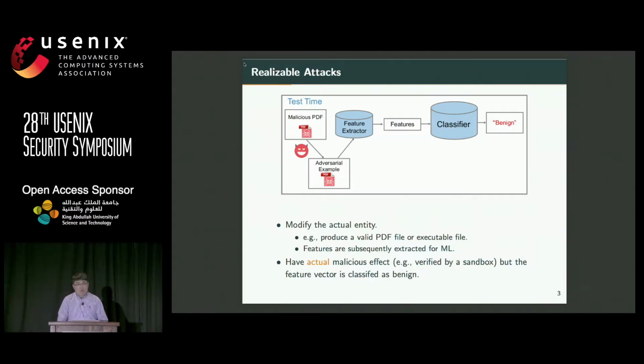One of the most important aspects of realizable attacks is that those attacks work on entities before being translated into features. Another important aspect is that after being modified, the attack should be verified for its effectiveness. That is, we use a sandbox or other approaches to make sure that the adversary example still preserves the malicious functionality. Sometimes realizable attacks are difficult to implement because we need domain knowledge and a lot of engineering work. This can be very hard and can even be an individual research project.